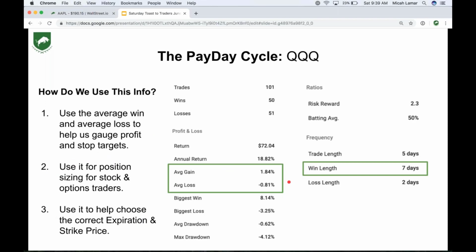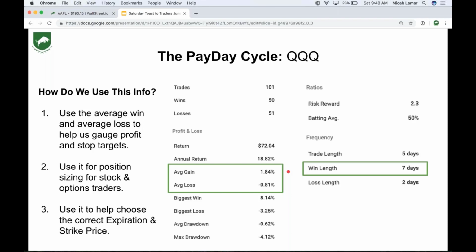Okay. Now, how do we use this information? You can use the average win and average loss to help gauge profitability and stop targets. So again, if you're trading a $200 ticker and you know the average gain is just about 2% or just under, you're looking at about a $4 move, maybe a $5 move. So maybe you set a good till canceled limit order after you get in to sell 30% or 50% at $4 or $5 on the upside. That way, you don't even have to be at your computer. If it goes up its average gain, boom, you're out. You have some profits on the table.